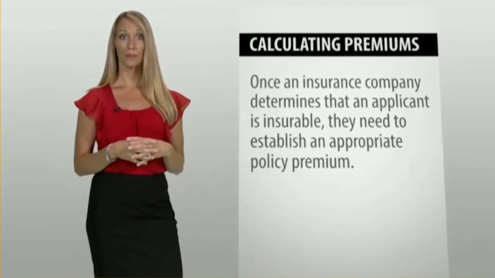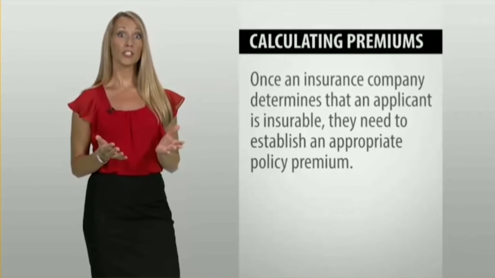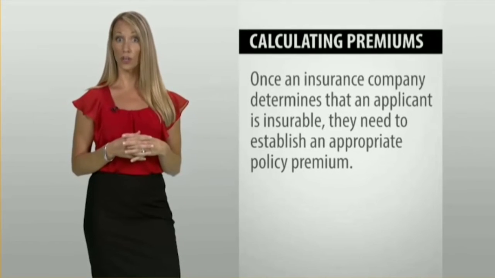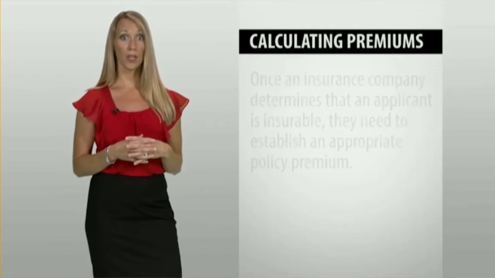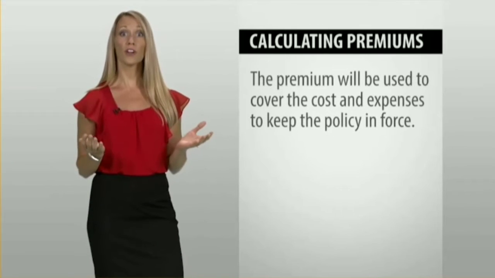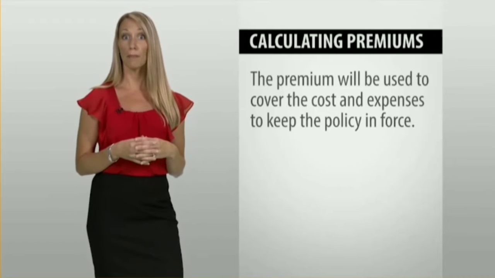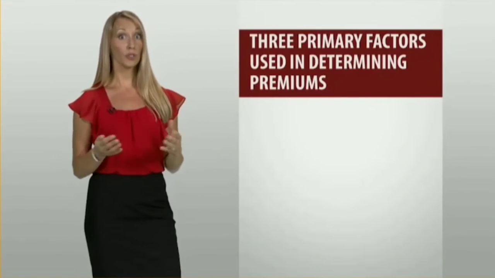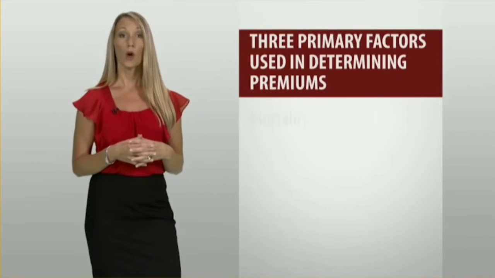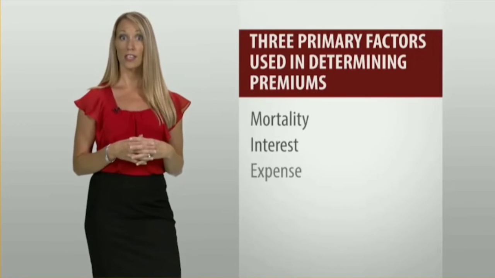Calculating premiums. Once an insurance company determines that an applicant is insurable, they need to establish an appropriate policy premium. The premium will be used to cover the costs and expenses to keep the policy in force. There are three primary factors used in determining premiums: mortality, interest, and expense.